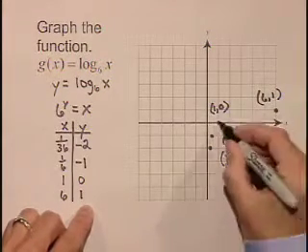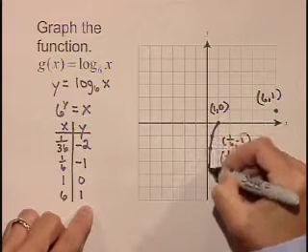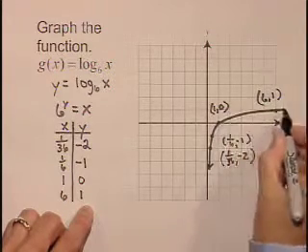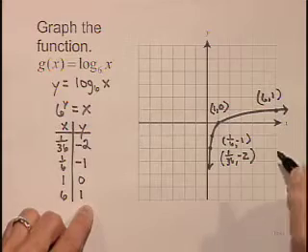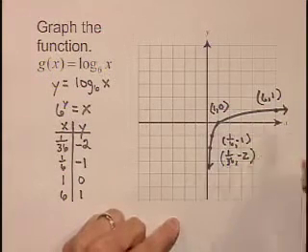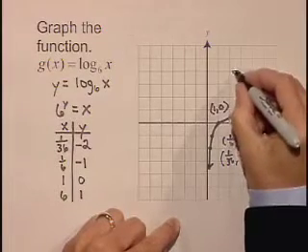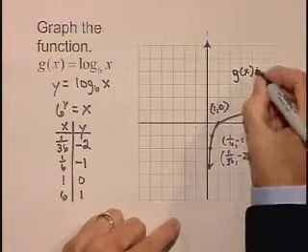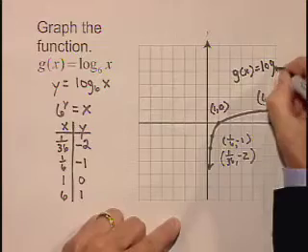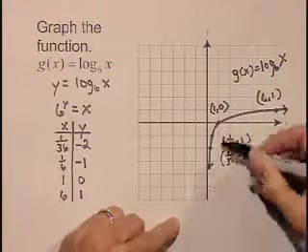Let's connect these points with a smooth curve. Here we have our basic logarithmic function. This is the function g of x is equal to log base 6 of x, and it looks like this.